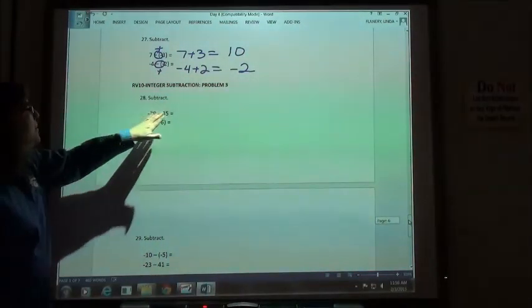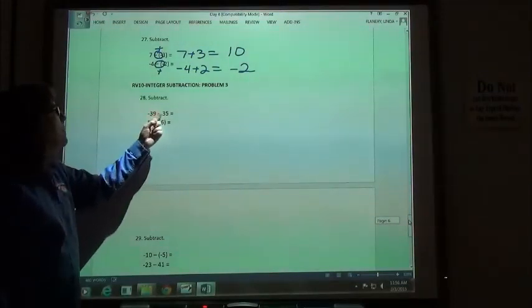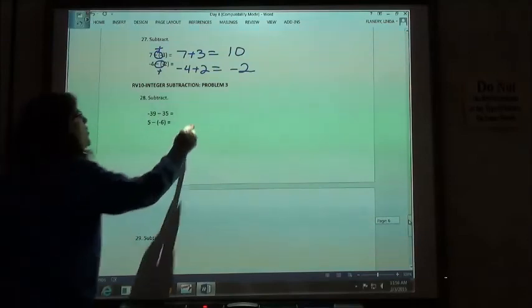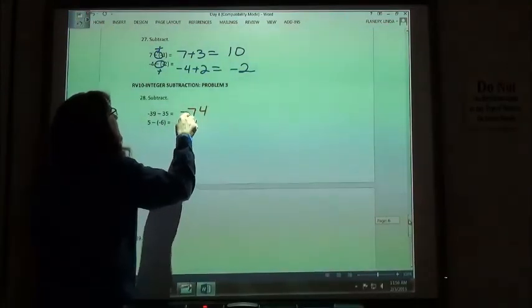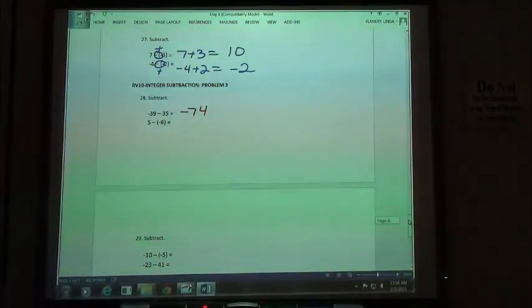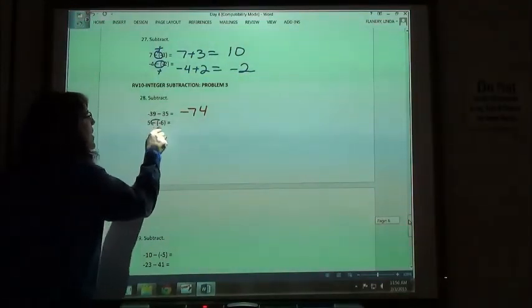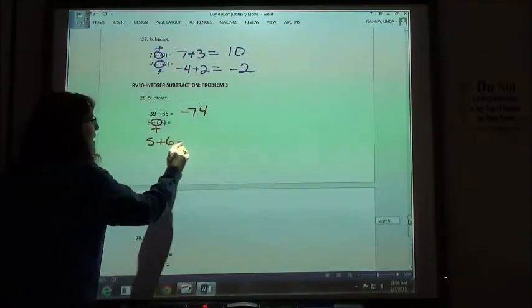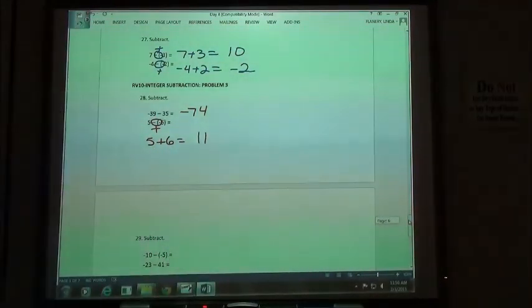Negative 39 minus 35. They both have minus signs in front. I'm going to add and keep my sign. So I'm going to get 74. It's going to stay negative. 5 minus a negative 6. I've got minus a negative. I've got to change it to a plus. 5 plus 6 gives me 11.